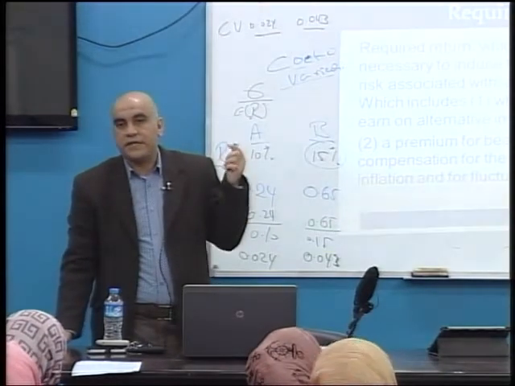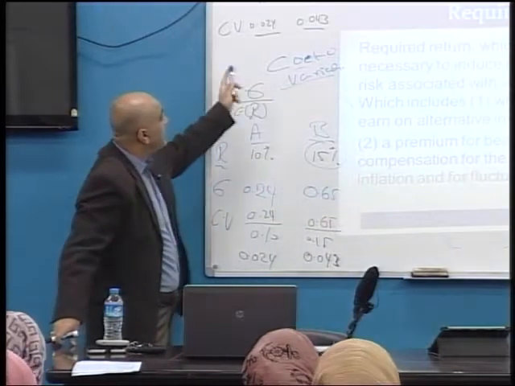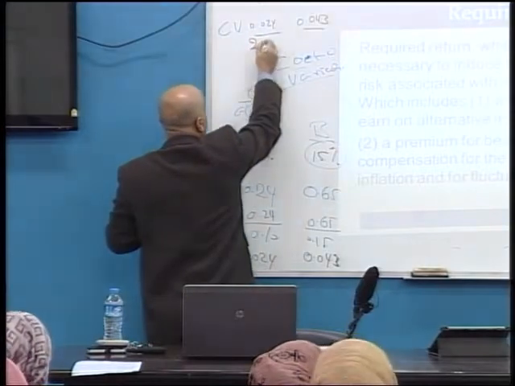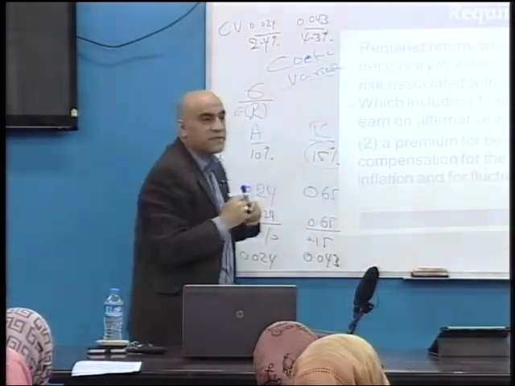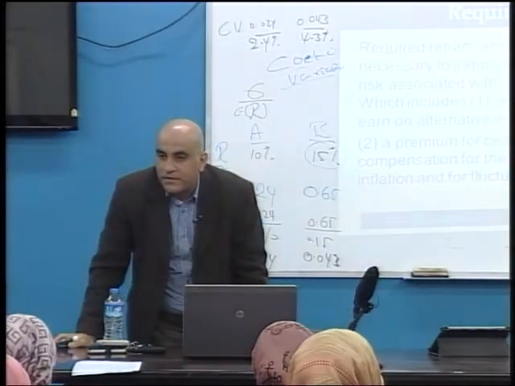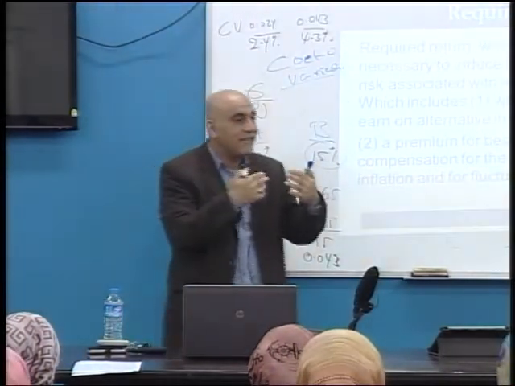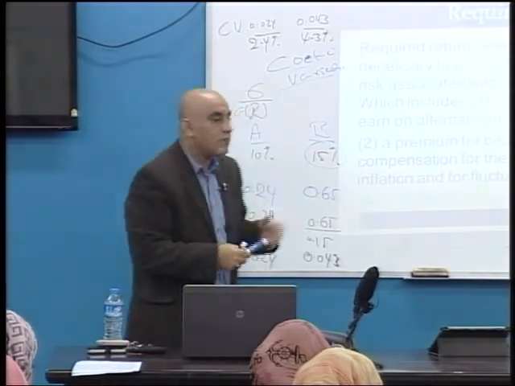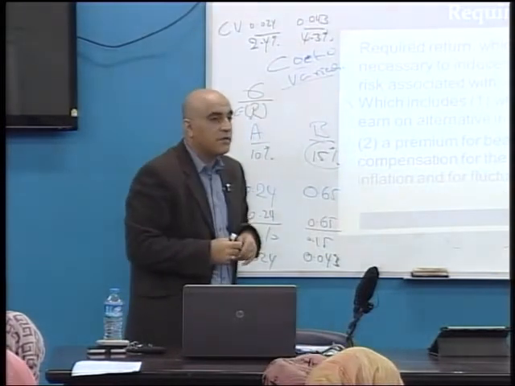The coefficient of variation for A is 0.024. It means this is 2.4% and this is 4.3%. So what does it mean then? The advantage of this CV is the link between the risk and return. Okay? So what does it mean? And which do you prefer, A or B?